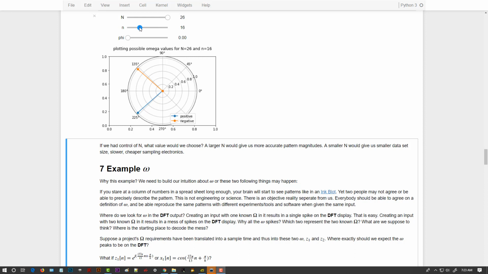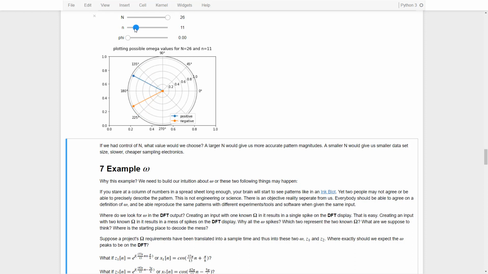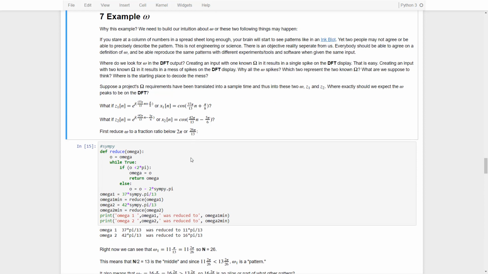Let's make n 26. Let's make the phase angle 0 and look at omega equals 11. We can see that the first spike that's going to appear on the DFT is going to be the positive blue, and that's currently 11. Now if we make it 16, we can see that the first positive spike representing omega 2 is going to be the negative. The negative of 16 is 26 minus 16, so that's going to be 10. So we're going to actually see omega 2 first on the left at 10 and omega 1 second at 11 on the DFT.